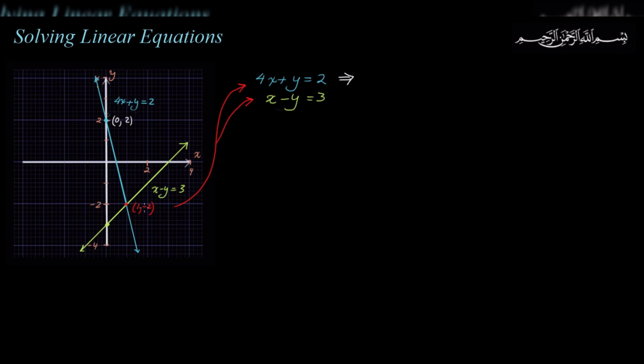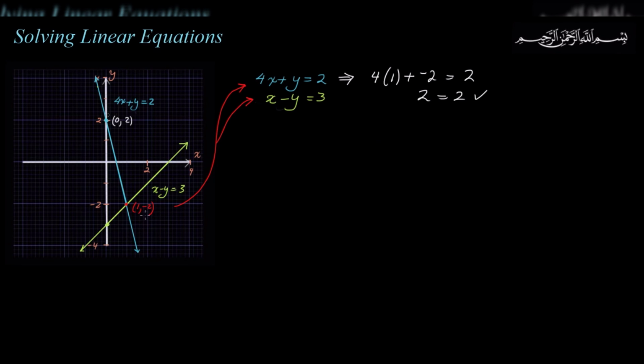So x is 1, and y is -2, and I substitute that ordered pair in the first equation. Does 4x minus y equal 2? Well, 4 times 1 is 4, minus -2, well, that's 2, and definitely 2 does equal 2.